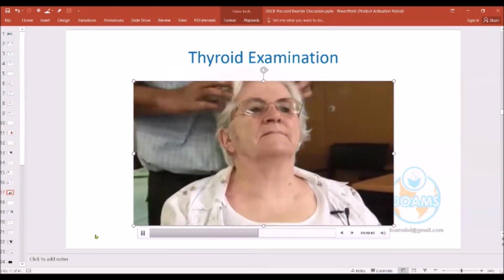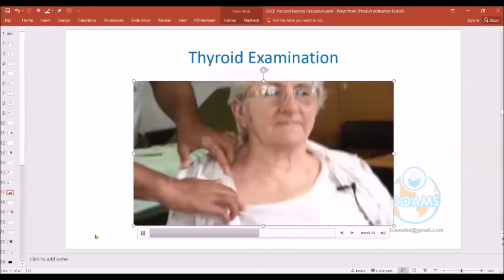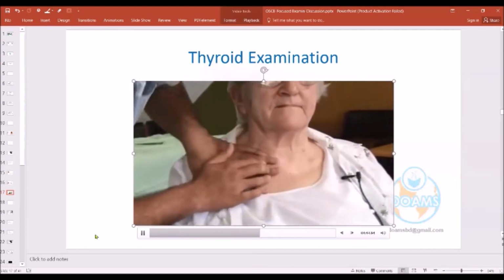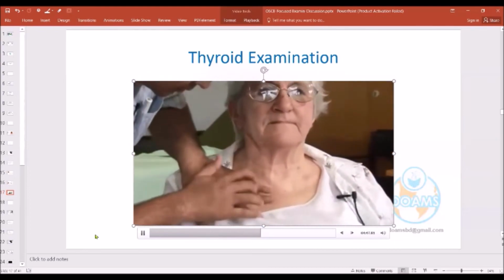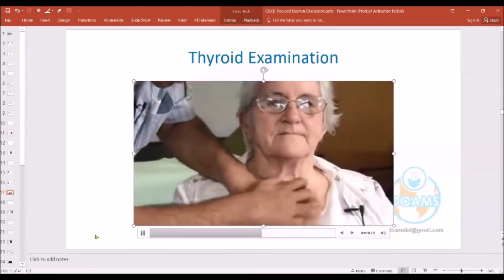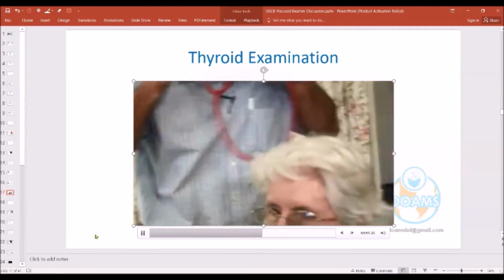Dear participant, you can make your note also in the paper if you want to ask something after the examination, if you want to know why the doctor is doing such and such thing. Just going to tap on your chest.